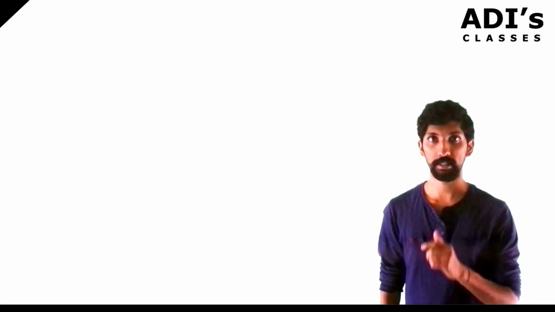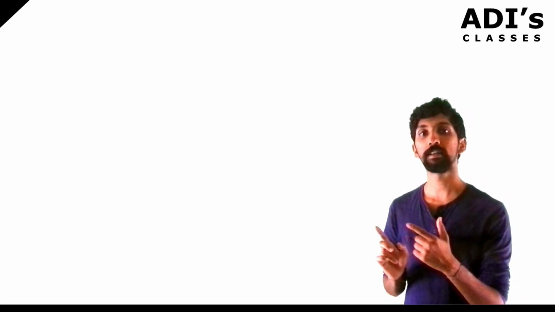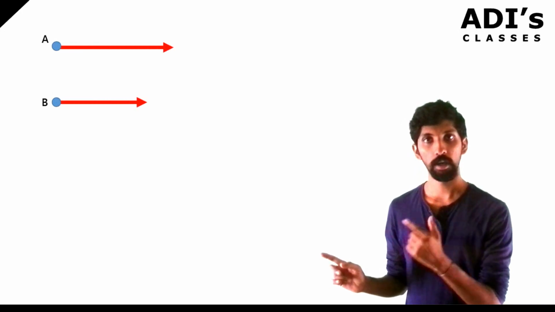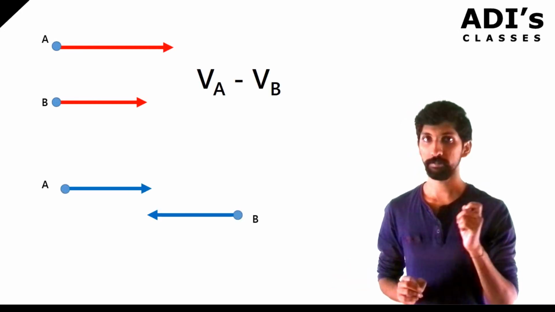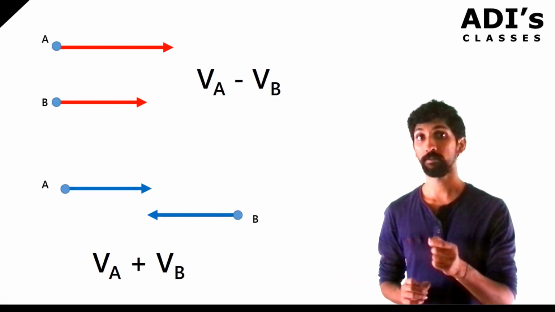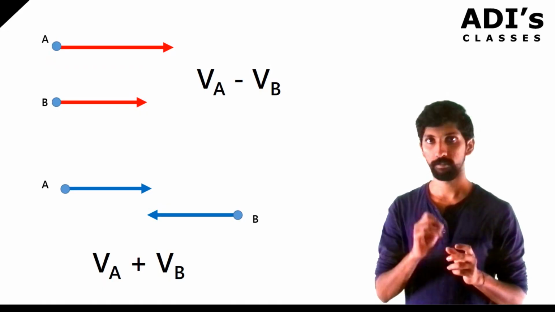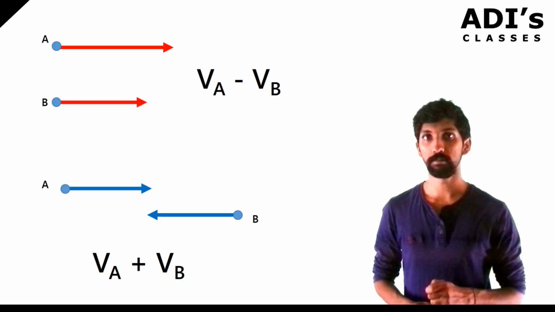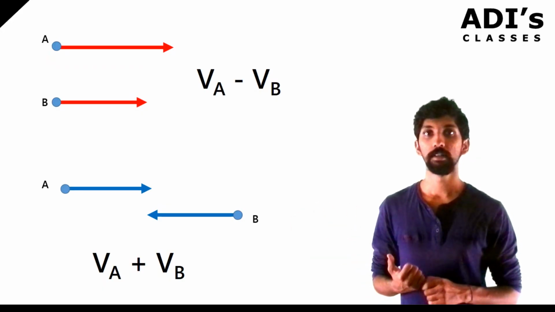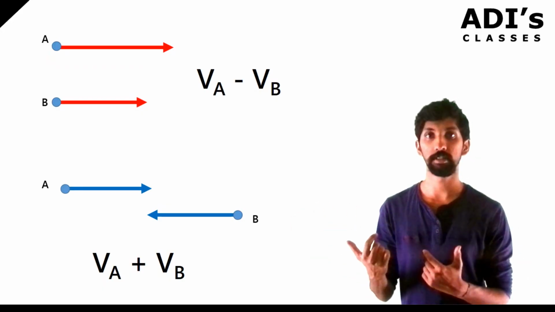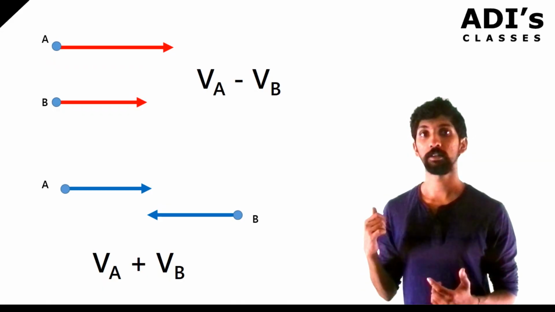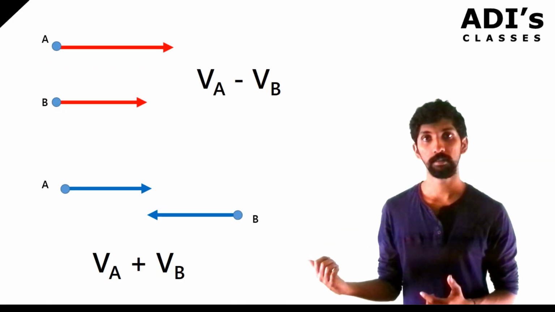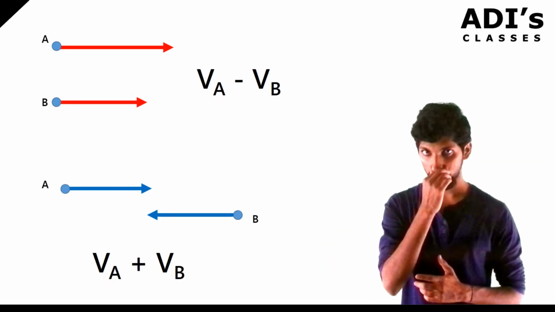So suppose A and B are moving like this, in the same direction. So speed of A minus speed of B, or velocity of A minus velocity of B. That's the first property. The second property: A and B are like this. Now A moves this way, B moves this way. Then velocity of A plus velocity of B, or speed of A plus speed of B, correct?